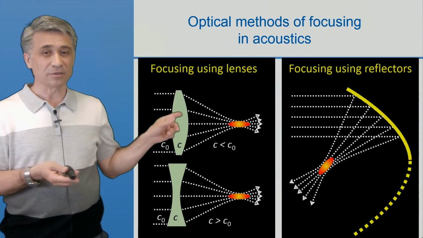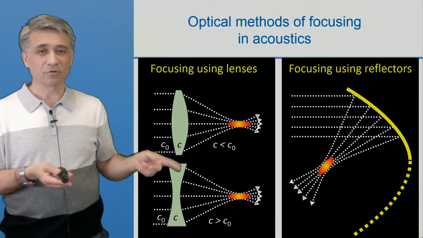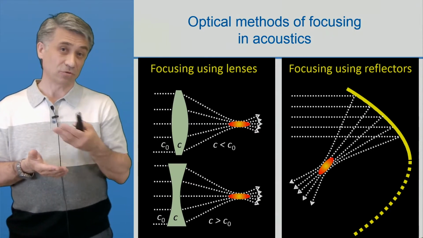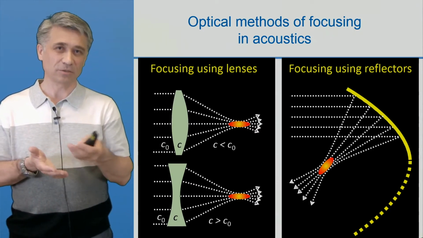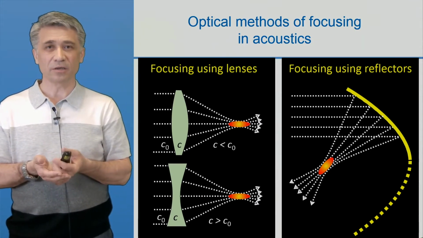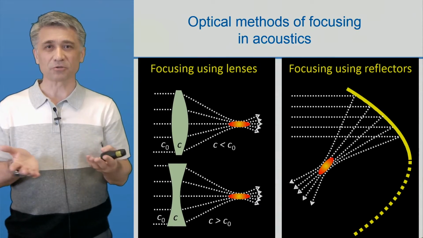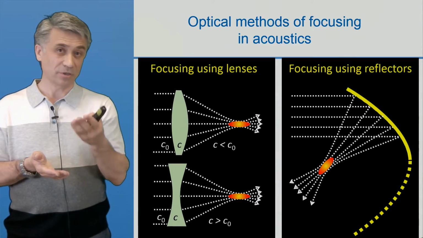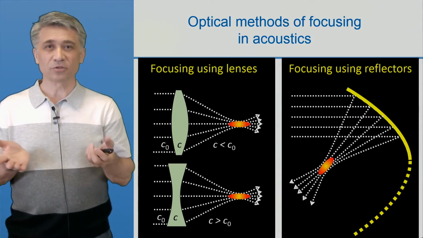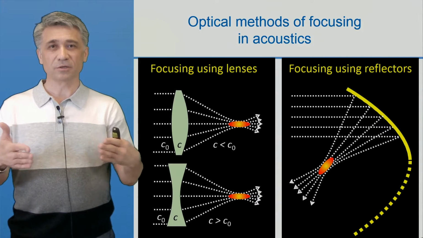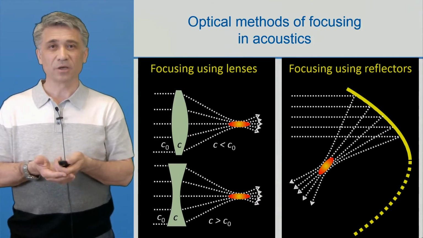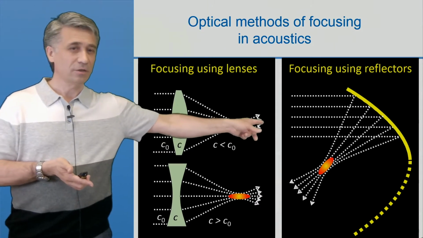For instance, lenses. They can be convex or concave, depending on whether the speed of sound, or speed of light if it's for light, but we're discussing ultrasound here, is lower or higher as compared to the speed of sound in the surrounding medium. And both cases actually can be realized. And so as a result of going through the lens, the wave becomes focused and it can be used similar to optics.